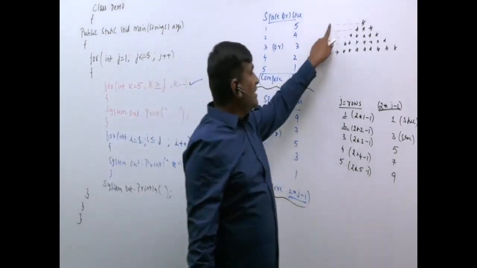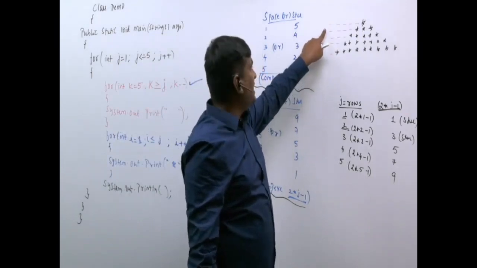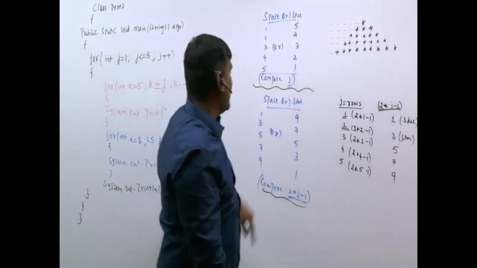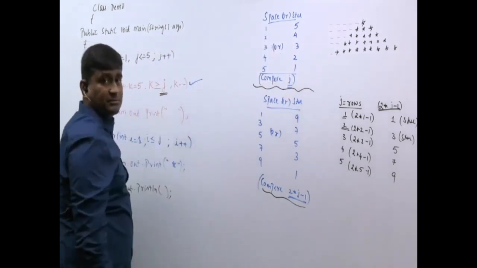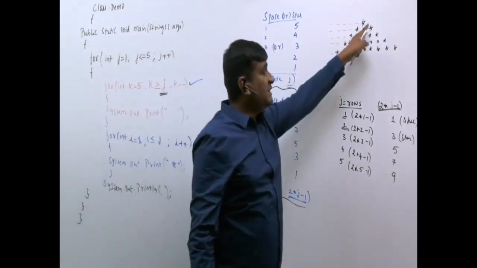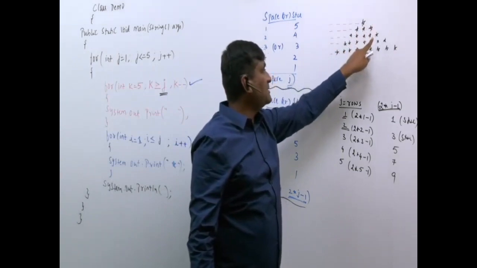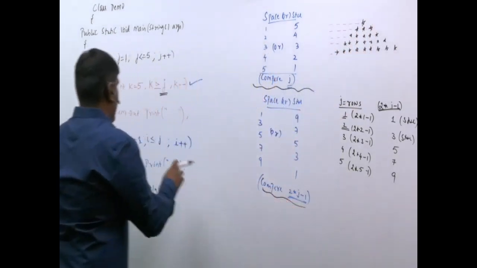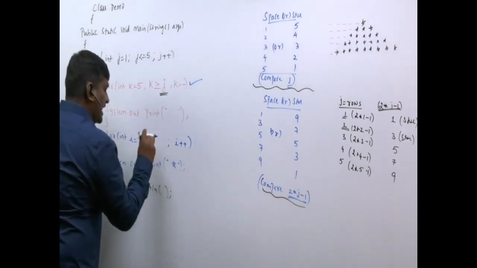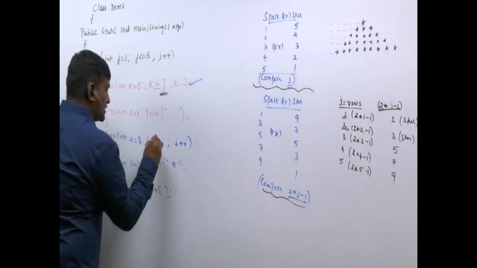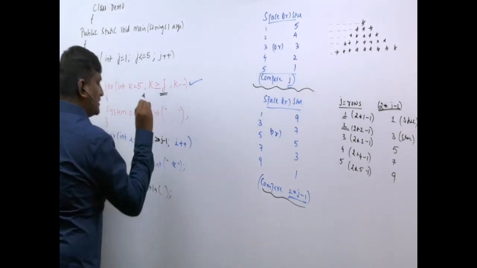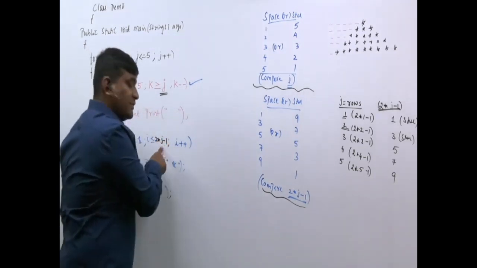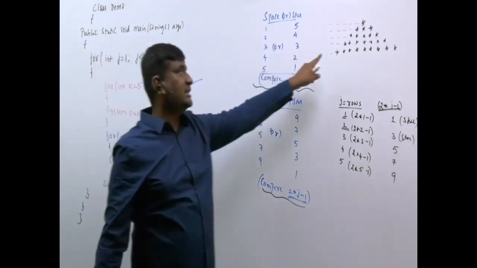Now tell me, space is changing in which direction? 5, 4, 3, 2, 1. 5, 4, 3, 2, 1 means compare with what? j. Hence, I have compared with j. Tell me, stars, in which fashion are they changing? 1, 3, 5, 7, 9. 1, 3, 5, 7 means compare with what? 2j minus 1. Hence, here I should not write j, rather I should write 2 star j minus 1. Like this I should write. This one small change if you make, then you will get this program.